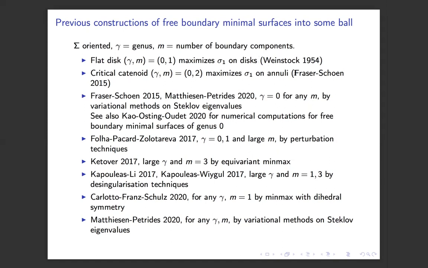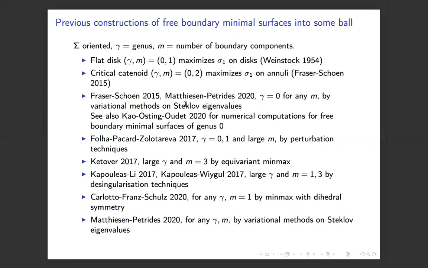Then Fraser and Schoen proved by shape optimization of the first Steklov eigenvalue that the critical catenoid, which is a free boundary minimal surface, maximizes this sigma 1. And they also proved that it is the only maximizer. Then we have works on genus 0 surfaces. So Fraser and Schoen prove that if you maximize the first Steklov eigenvalue, they must be into a Euclidean 3-dimensional ball and embedded.